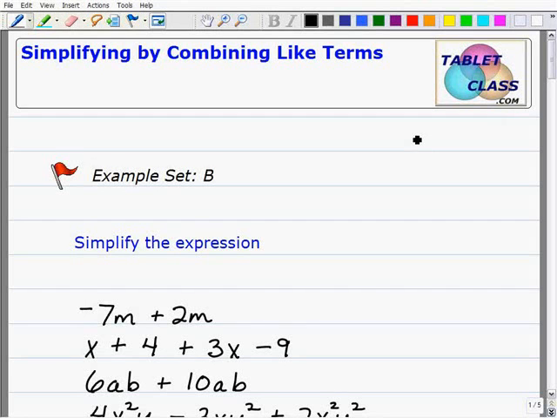Okay, welcome to the video on simplifying by combining like terms. This is our second example set B.